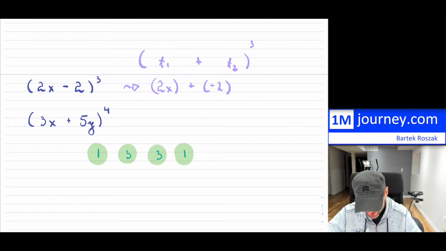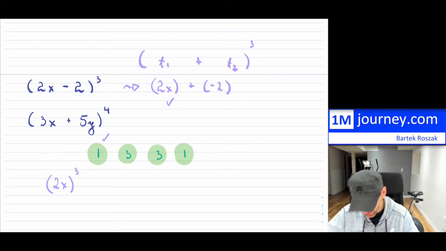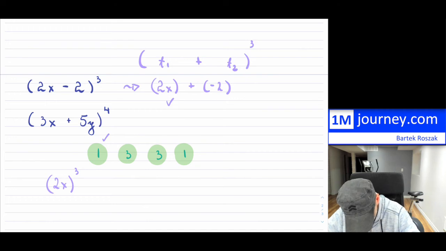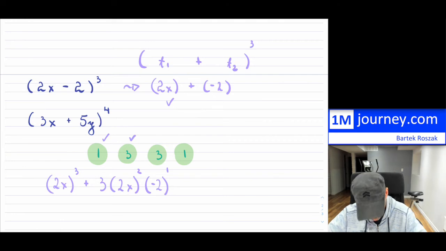No problem. So I'm going to start with term 1, which is going to be cubed. I'm going to take term 1 and cube it. My coefficient is a 1, so you don't need to put it in front, but you can if you like. Now, term 2, so it's going to be plus, and my coefficient is a 3. And now what happens? My term 1 is now squared, and term 2, which is negative 2, is going to be to the 1. Now, I will continue.